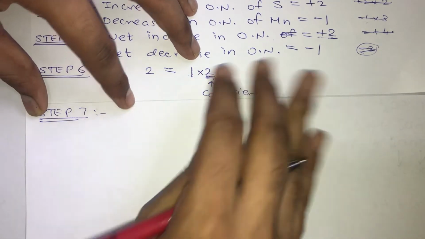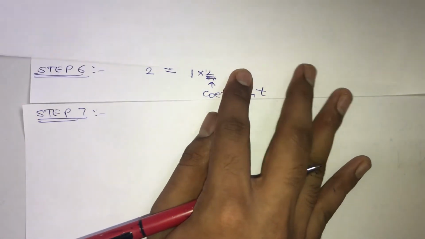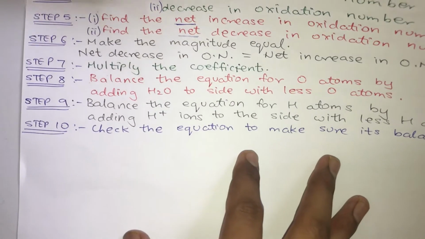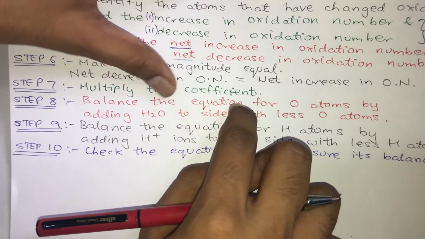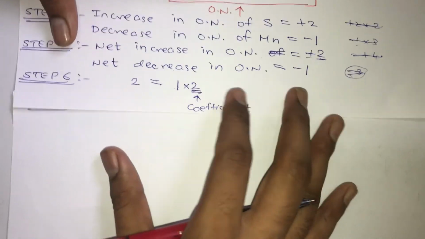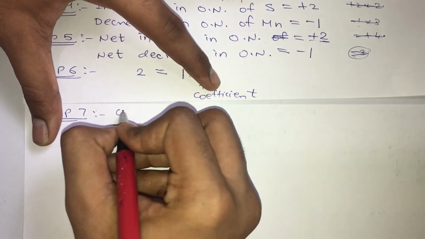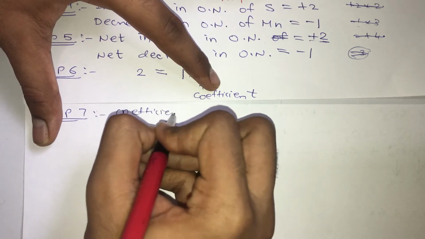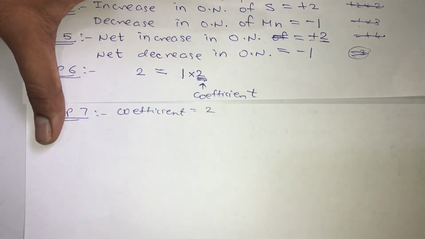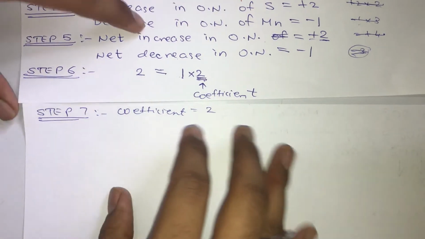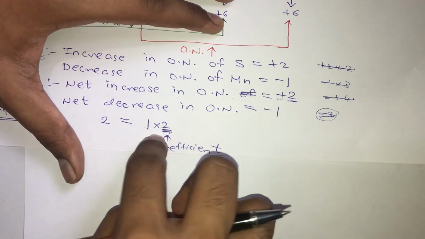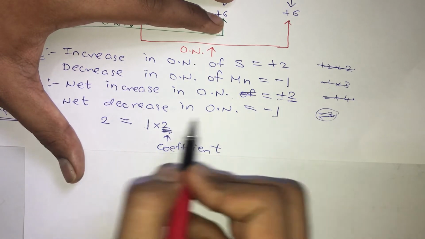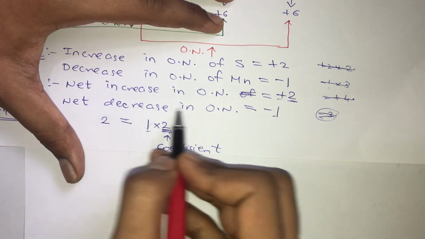So step 7, what does step 7 tell us? Step 7 says to multiply the coefficient. Now where to multiply this coefficient? First of all, what is our coefficient? Our coefficient is nothing but 2. Okay, now listen carefully. See, this 2 is multiplied to the net decrease in oxidation number. Am I right? This 1 is nothing but the net decrease in oxidation number.